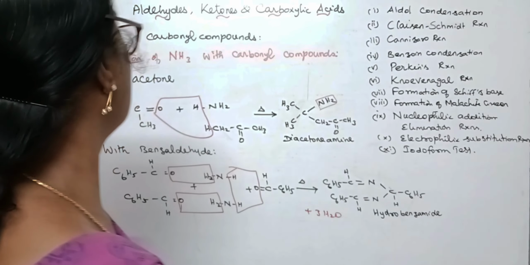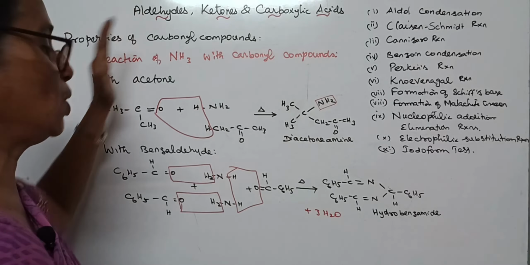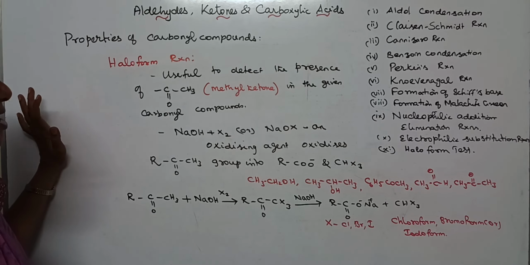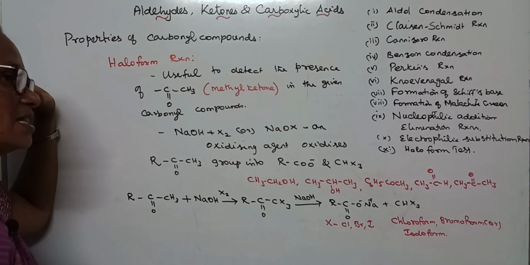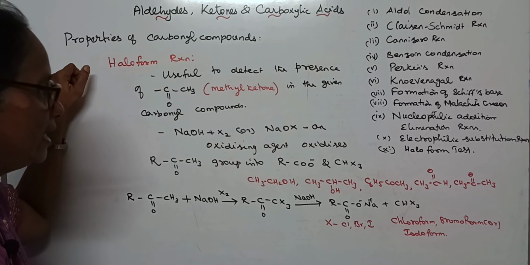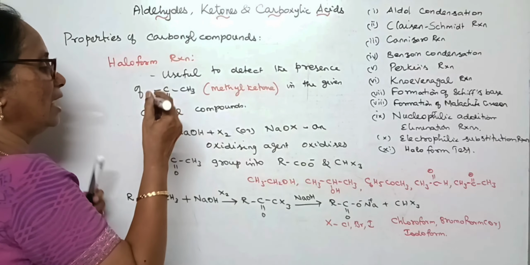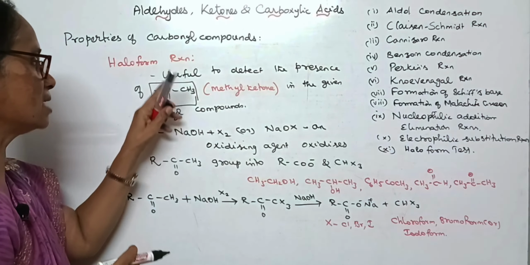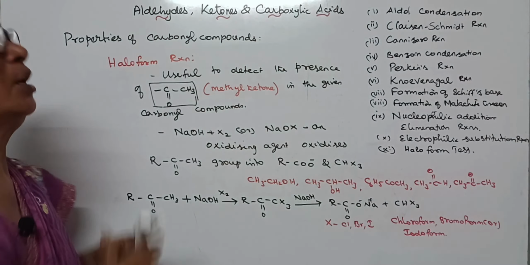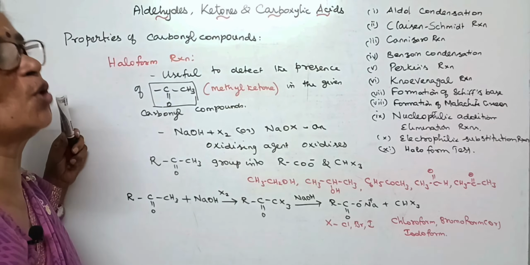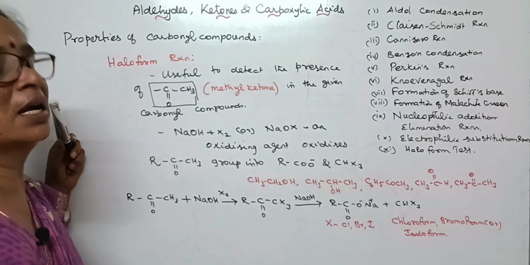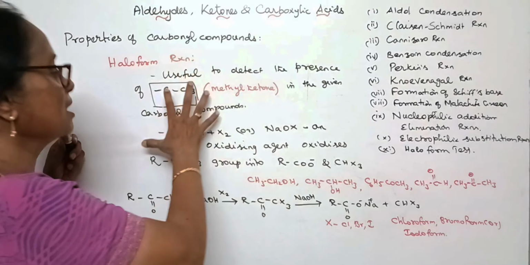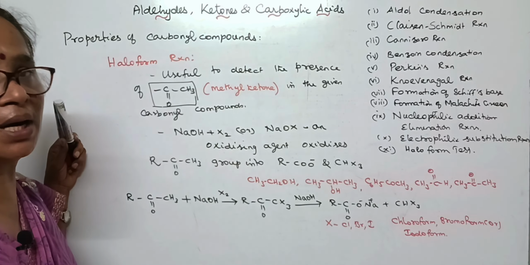That's all the reactions of formaldehyde, acetone and benzaldehyde with ammonia. Haloform reaction. The haloform reaction is actually useful to detect the presence of a methyl ketone group. The methyl ketone group is denoted as the COCH3 group. Usually the COCH3 group will be present at one end of the given compound. So always COCH3 becomes the terminal group of the carbonyl compound.